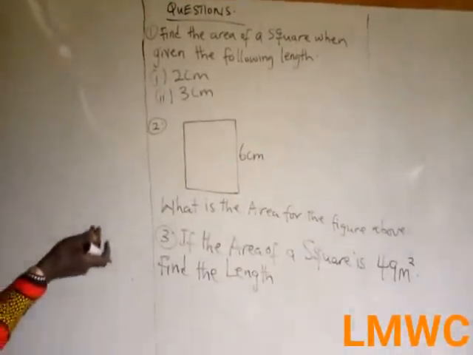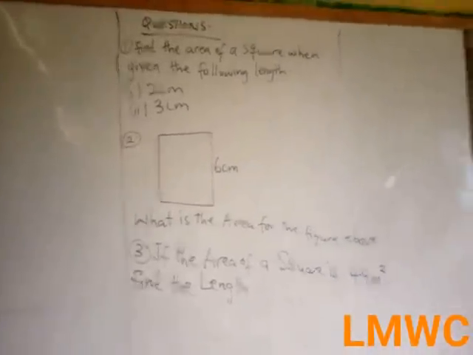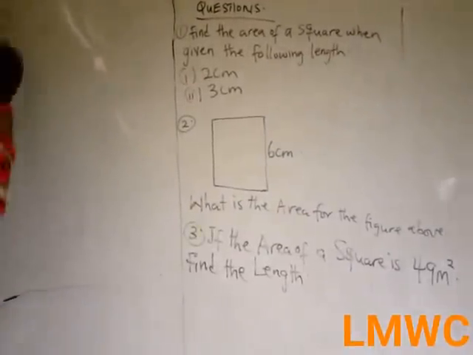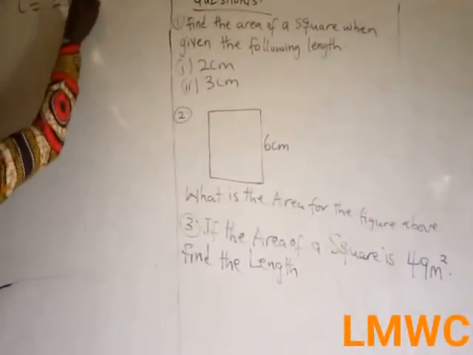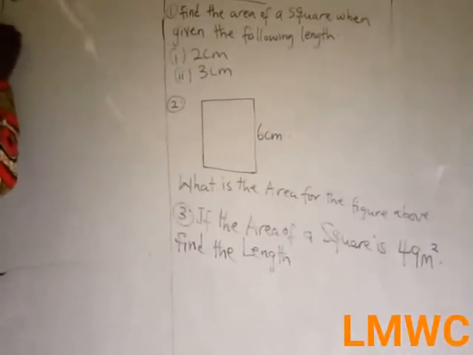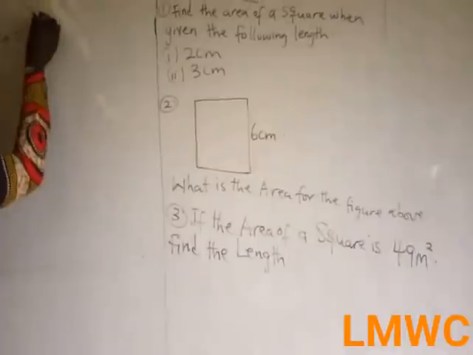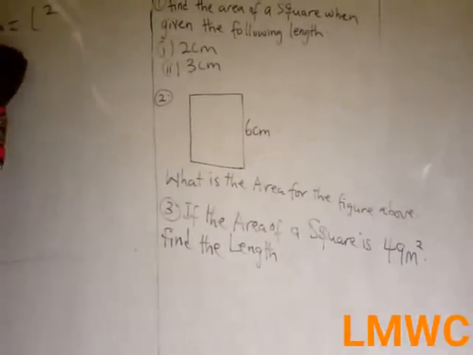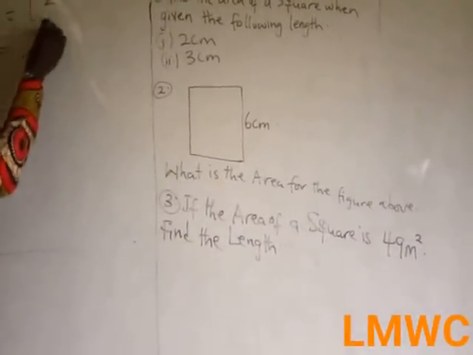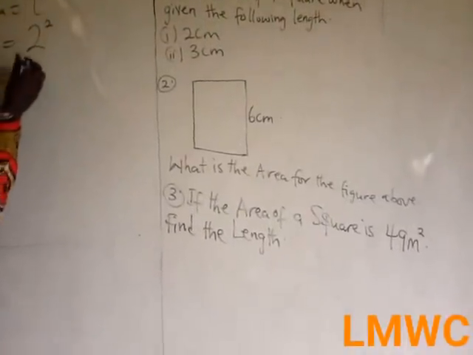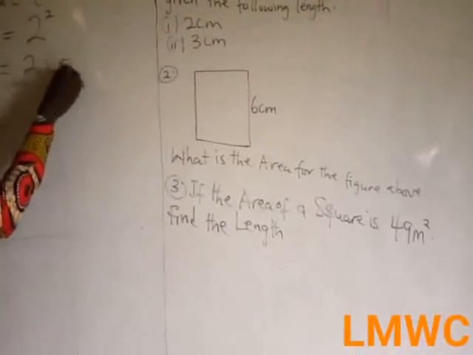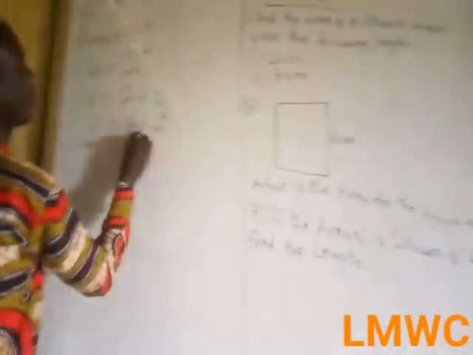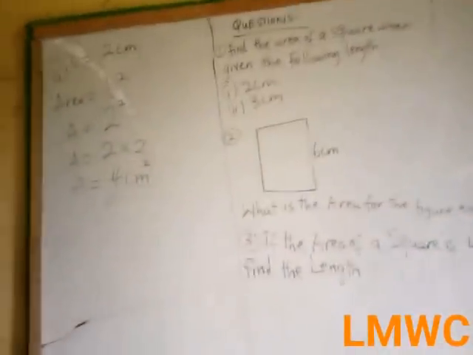Now I have given you these questions, so we want to solve them. Find the area of a square when given the following length. (i) 2 centimeters. So we have our length as 2 centimeters. We know the area as L squared, and A is equal to, what is L? 2 squared. So 2 squared is the same as 2 times 2. So our area is equal to 4 centimeters squared.